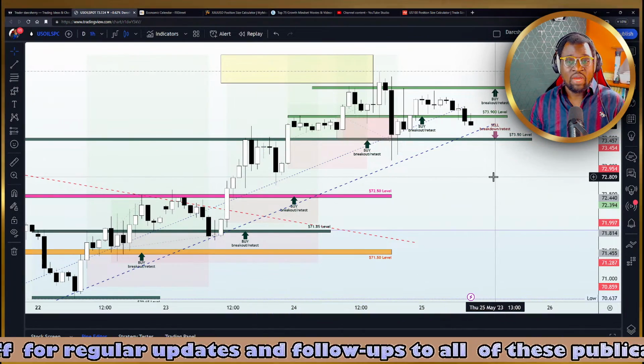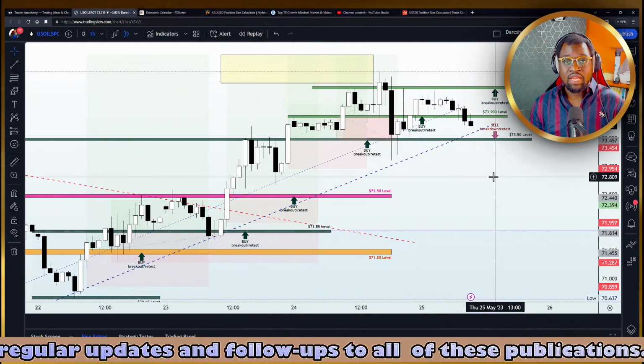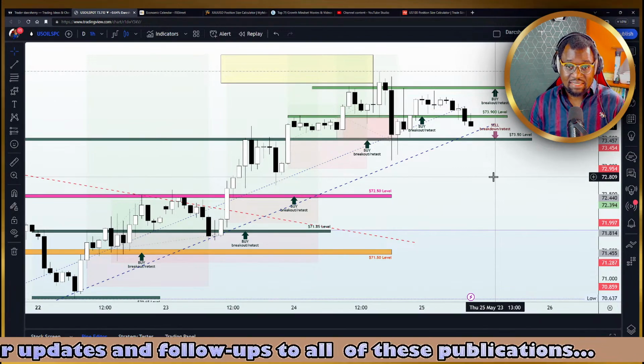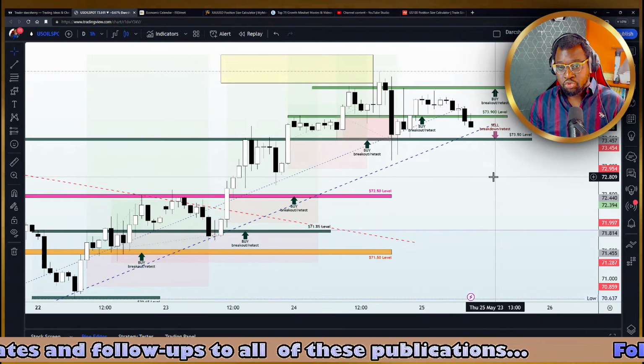Now let's look at what we are going to be doing today. How do we intend to plan our trading activity ahead of the London and the New York session?